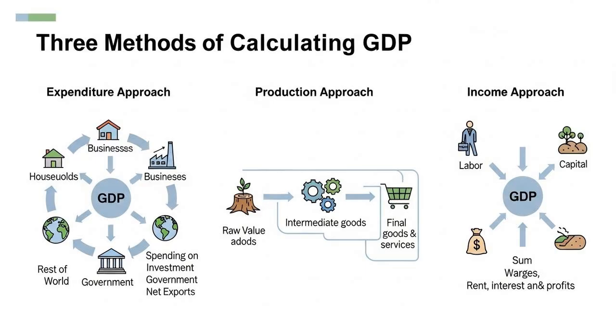While this is the main method, there are two others: the production approach, which sums up the value added at each stage of production, and the income approach, which adds up all the wages, profits, and rents earned in the economy. In theory, all three methods should give you the same number.